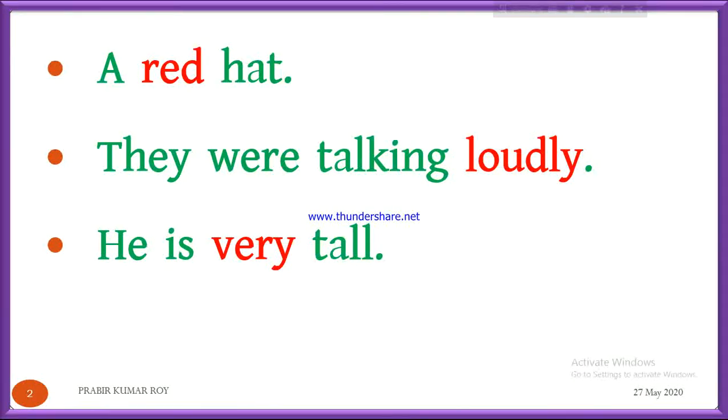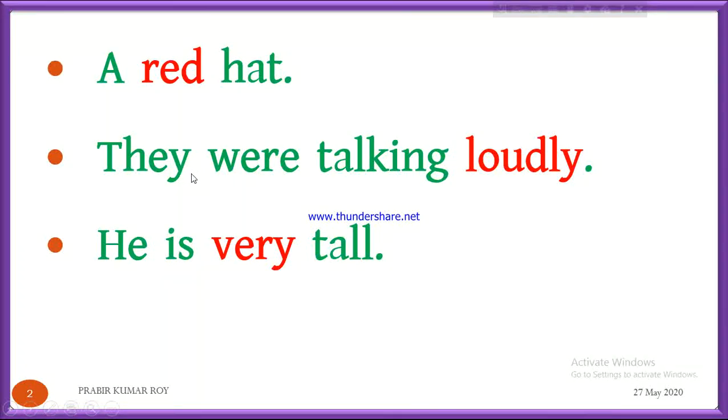The first one is a red hat. The second one, they were talking loudly. And the last one is he's very tall. Here, if you omit red from the first sentence, it will be a hat. It can be a sentence without red.